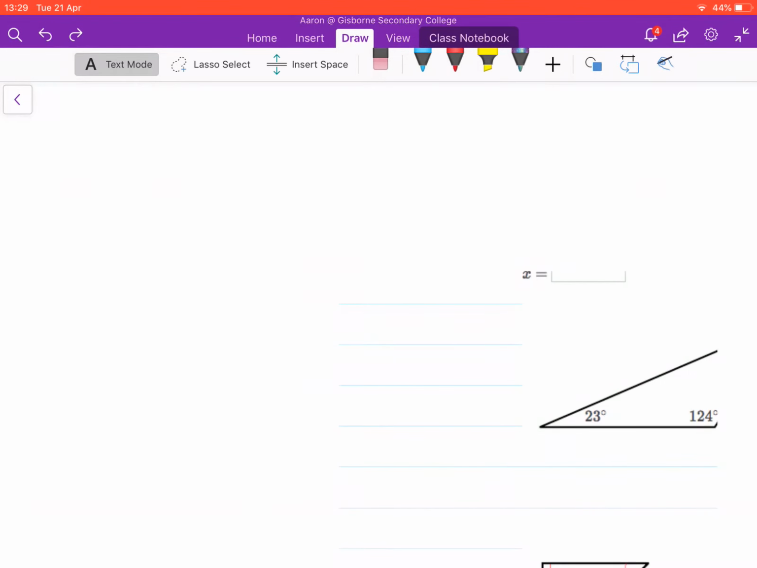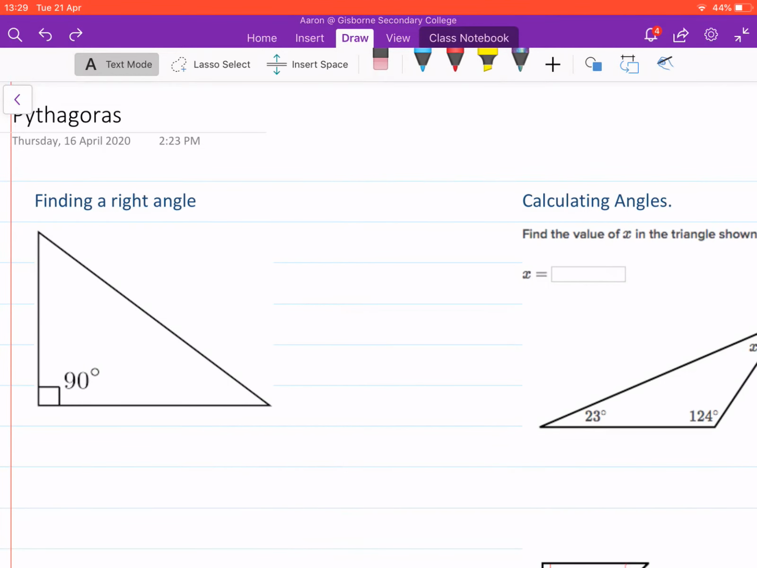Hi everyone. So today we're going to look at some of the basics that you'll need to start getting stuck into Pythagoras and working out the sides of triangles. So first off, we want to look at what's a right angle triangle. There's different types of triangles: isosceles, scalene, equilateral, right angle.